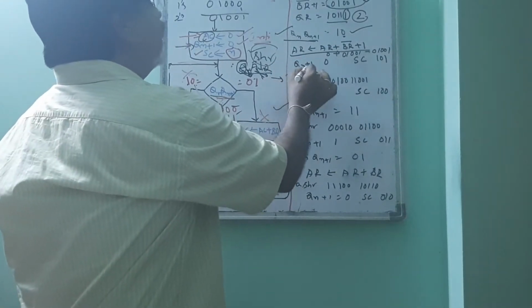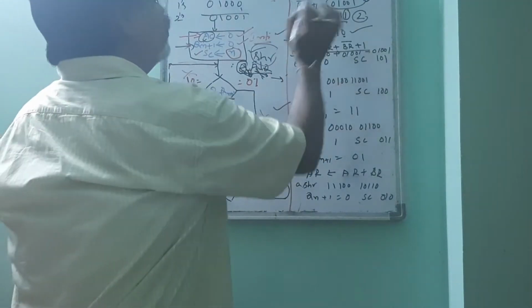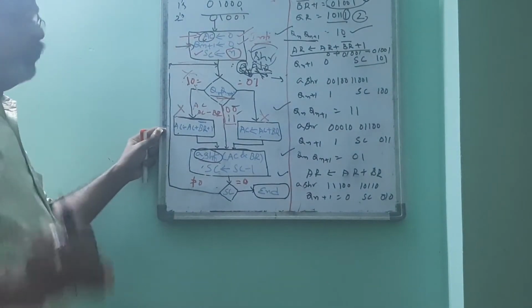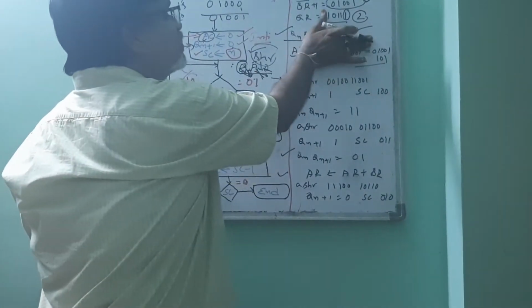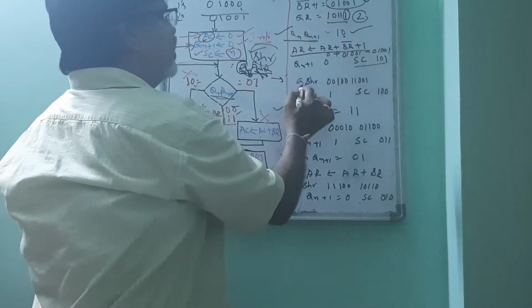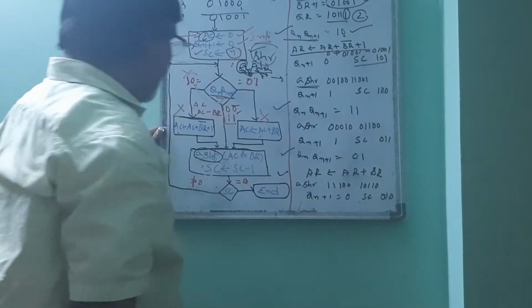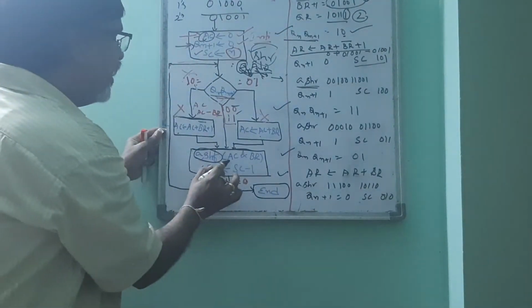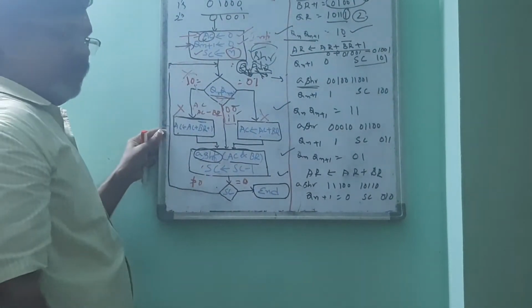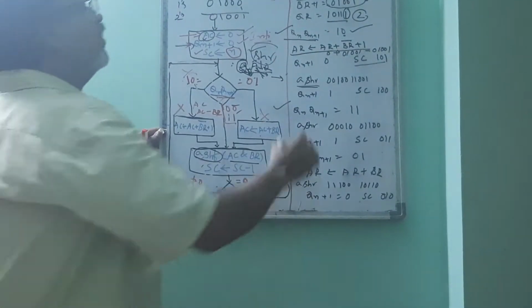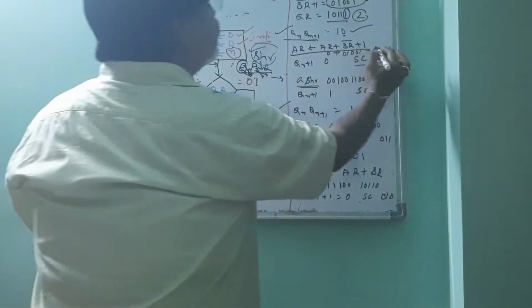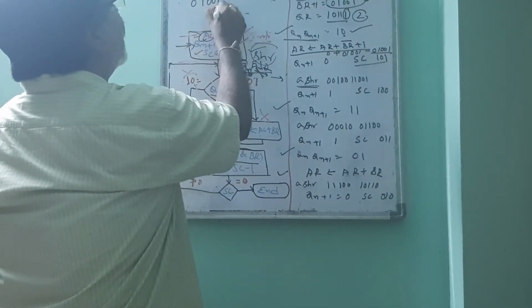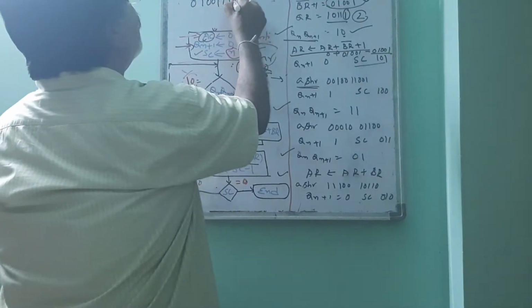Now, Qn plus 1, what is Qn plus 1? Here it is 0. And the sequence counter value will be 5, as I told you. After performing this operation, we have to shift, ASHR. So what are we shifting here? The AC value and BR value, that is, the AR value and BR value. Here, what is the AR value? This one is the AR value, 0, 1, 0, 0, 1, and BR is 1, 0, 1, 1, 1.